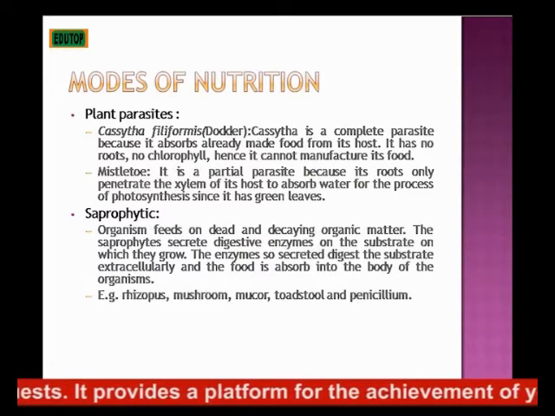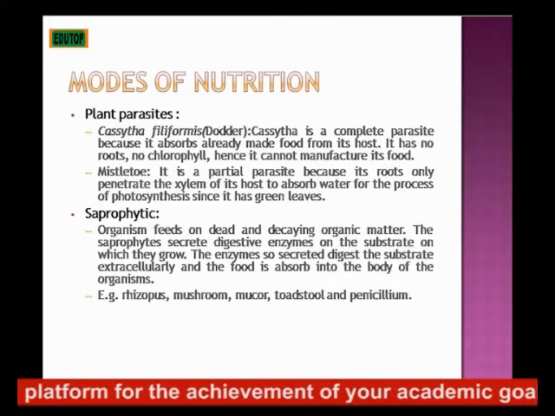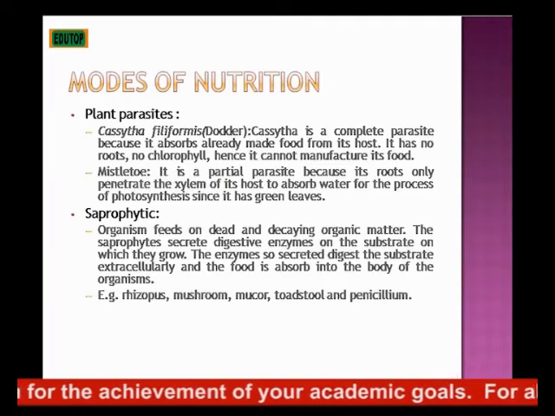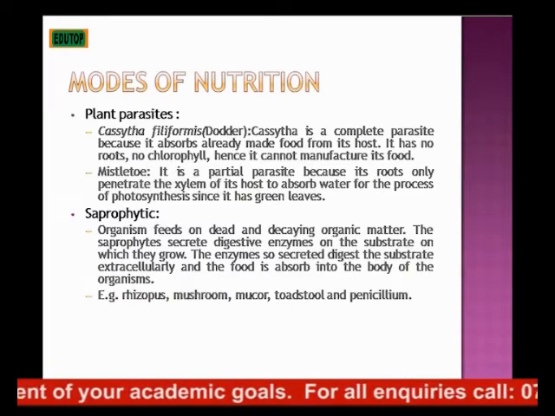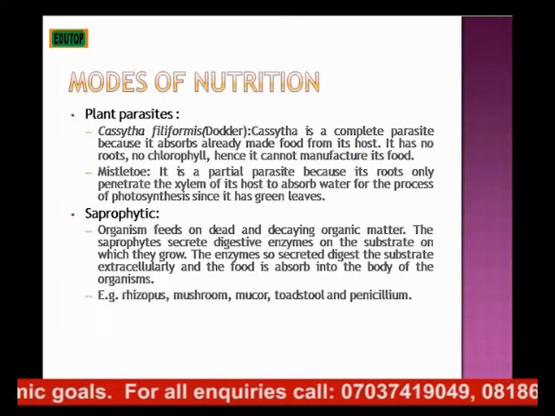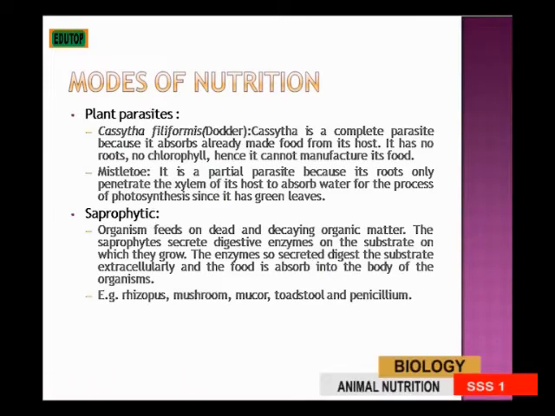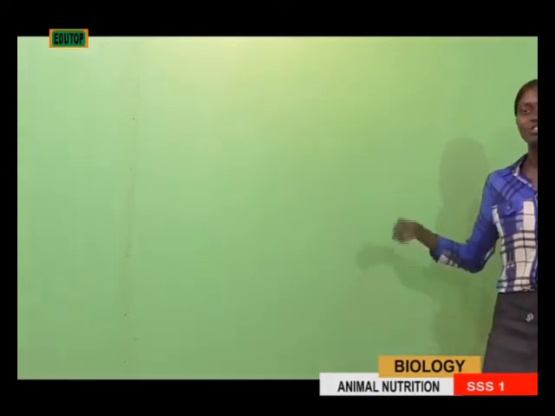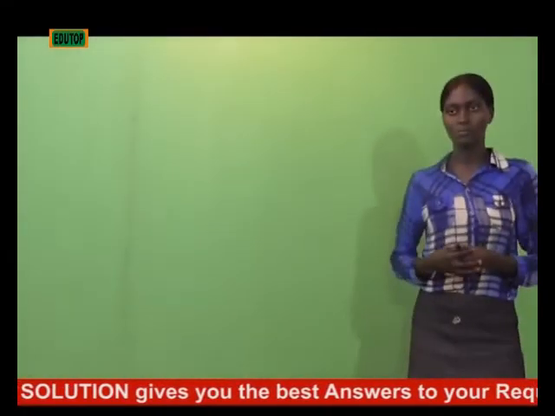Also, another example of parasitic plant is Mistletoe. It's a partial parasite. It has roots only to penetrate the xylem of its host to absorb water for the process of photosynthesis. This particular Mistletoe has green leaves, so it can manufacture its food. Though it's a partial parasite, it uses its roots to absorb water from the xylem of its host.